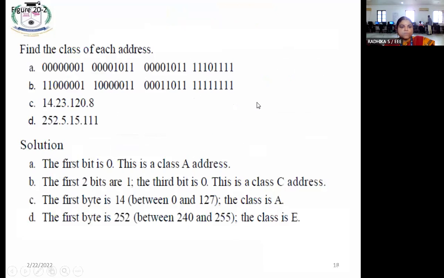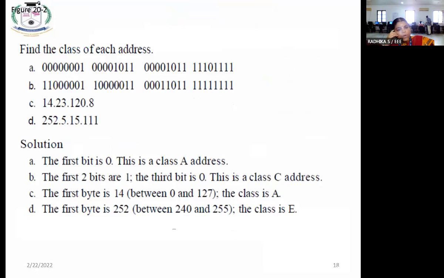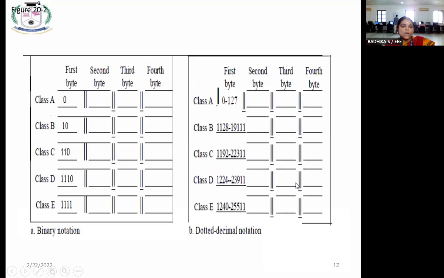Moving further, you can identify the class of each address given. When the interpretation is given in binary, you just have to look at the first bit, that is the MSB. If this is 0, then it is class A. In the second category, the first bit is 1, the next bit is 1, whereas the third bit from the MSB is 0. So when the third bit is 0, what is the class? It is class C, because that is how the classes are defined.